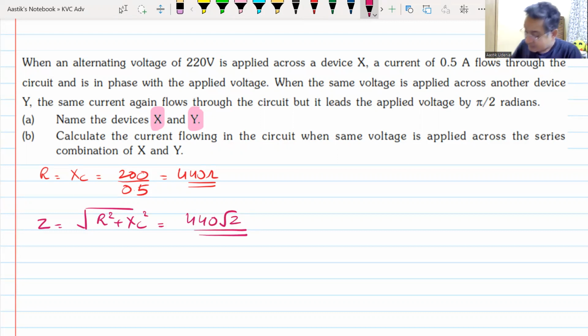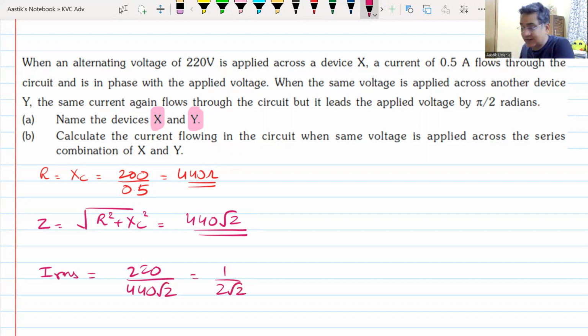Then I need to find out the RMS value of current. Remember, the RMS value of current is always equal to the RMS value of voltage, which is 220, divided by 440 root 2. So I think this is 1 by 2 root 2. Do we understand this? So this is the answer for this one. I hope everyone has understood this.